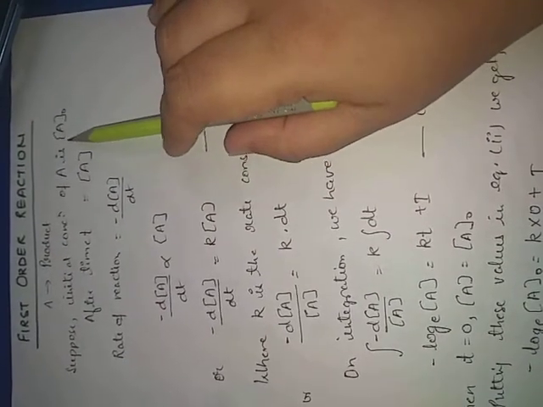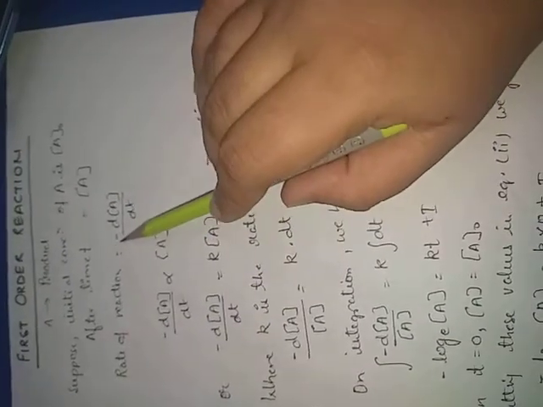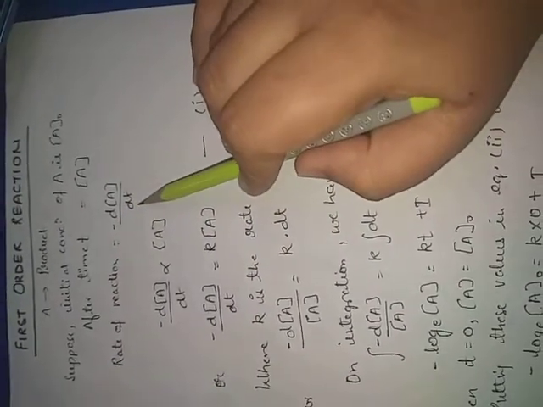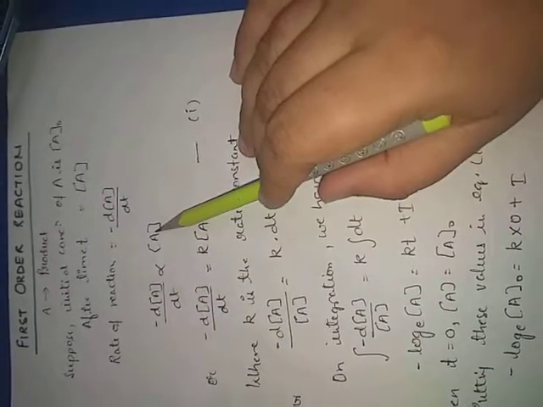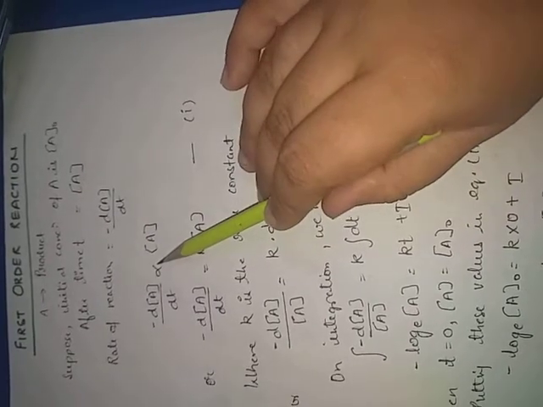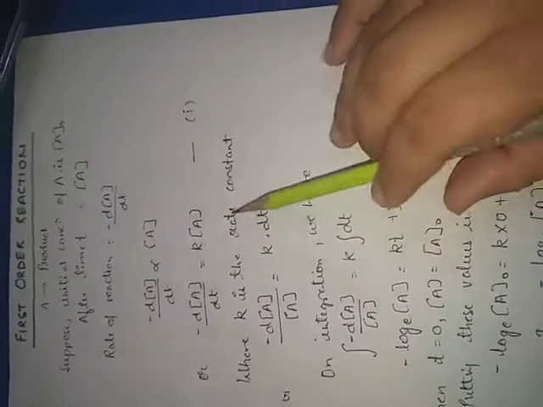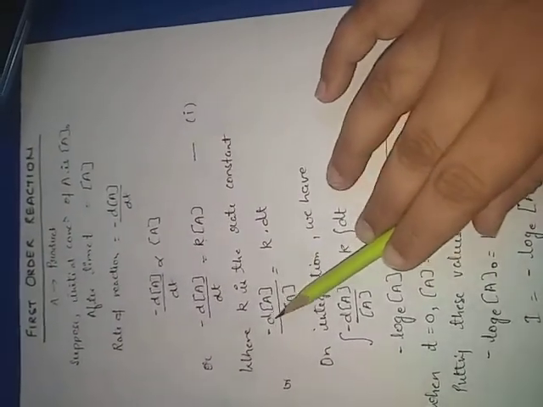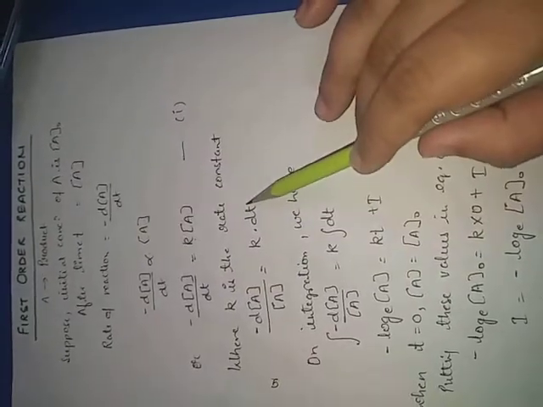Initial concentration is A naught, and after time t it will become A. Then the rate of the reaction is equal to minus dA upon dt, and here minus dA upon dt is proportional to A only. It is equal to K times the molar concentration of A. The proportionality sign will be removed and we'll put a constant here. K is the constant.